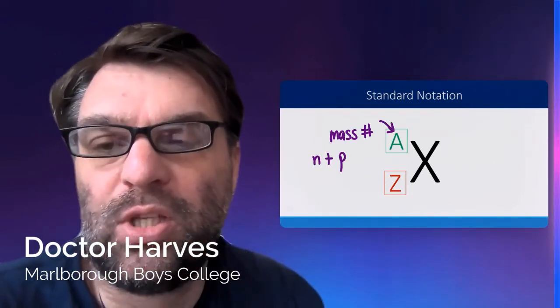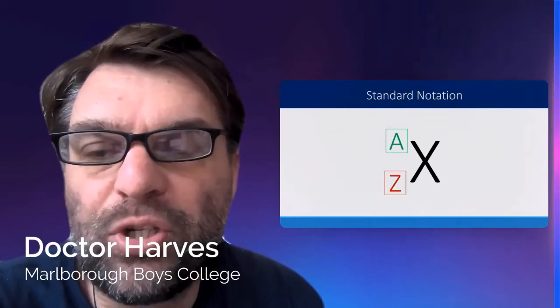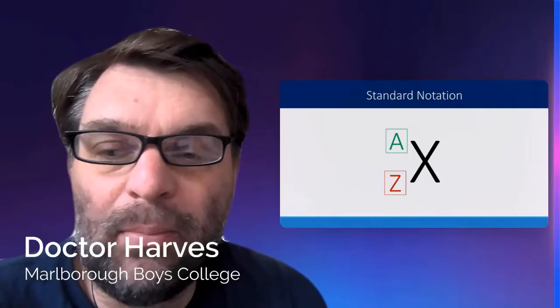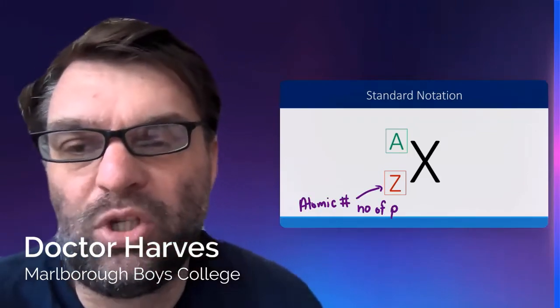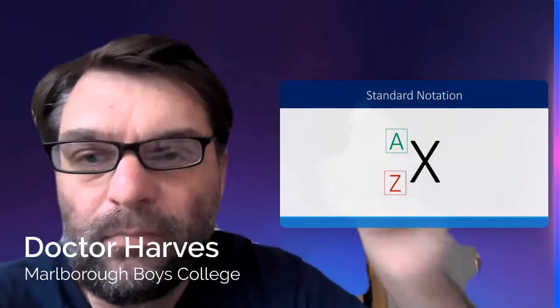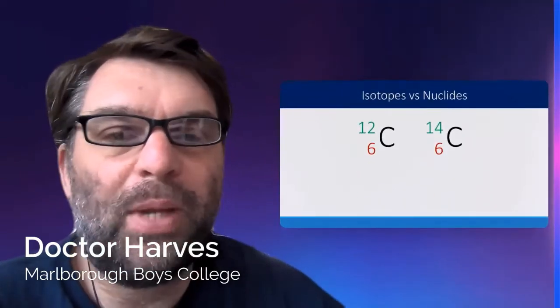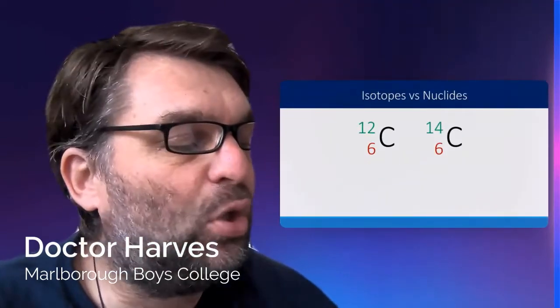the A, which is the number of protons and neutrons in the atom's nucleus, and the Z number, which is the atomic number, which is the number of protons in the atom's nucleus. You're also going to be able to differentiate between isotopes and nuclides.